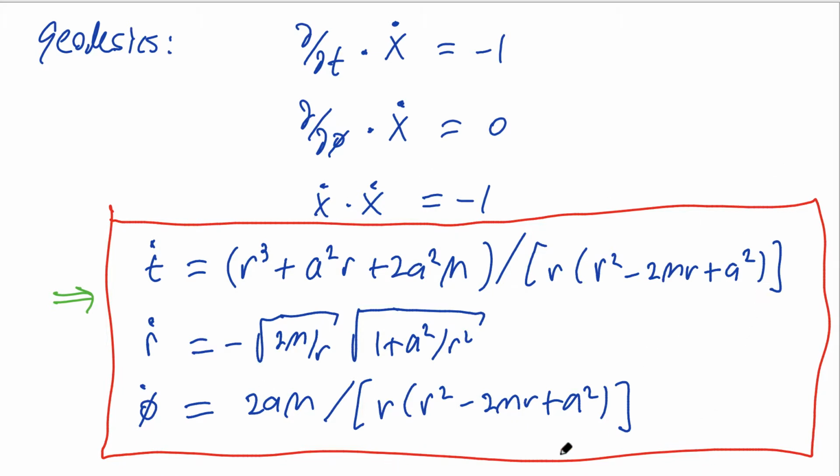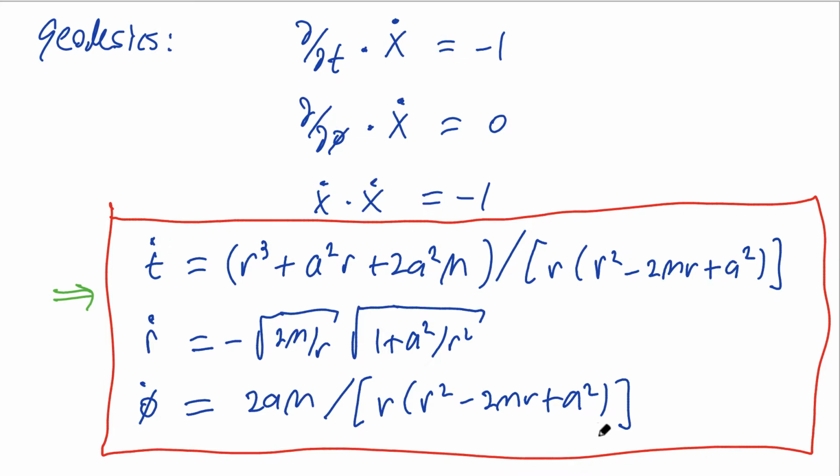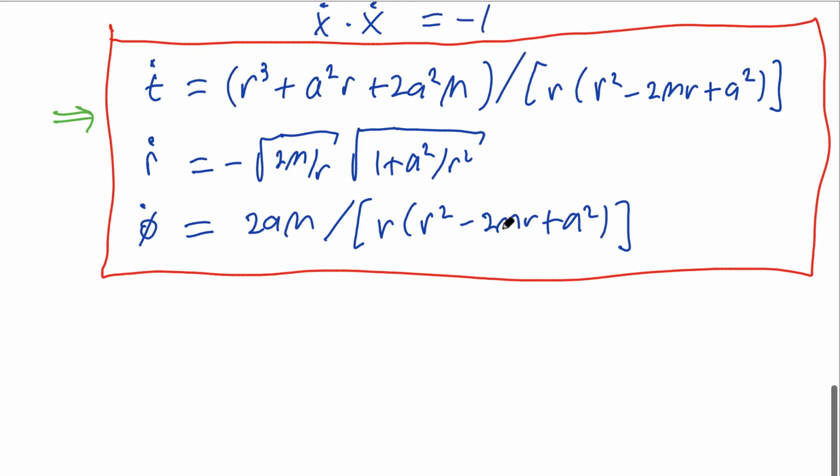Now the other thing you'll notice about these equations is the phi dot equation. When r is near infinity, phi dot is close to 0, but as r decreases, phi dot begins to increase. So the observer develops some angular motion in the direction given by the sign of A. That's the sign of the angular momentum. So this is the effect that we refer to as the dragging of inertial frames.